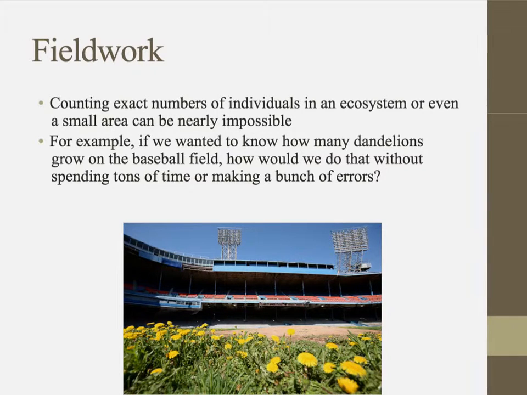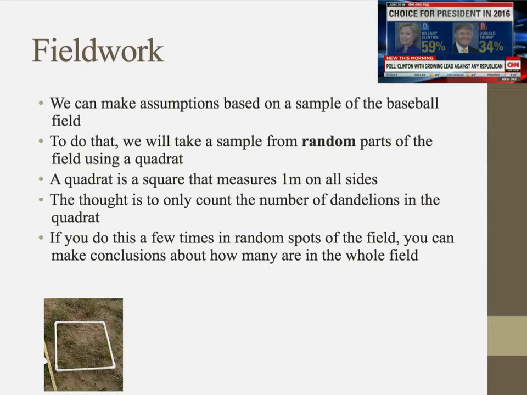And imagine if I had to do that for a whole baseball field. So how do we estimate how many dandelions are on a baseball field without actually counting all of them? Well, we're going to estimate ecological data the same way that presidential polls are put together. So let's take a look at this poll. I think this one's from way back in June. Yeah, there we go, June of this year. So on June 26th through 28th, 59% of people said that they were voting for Hillary Clinton and 34% said that they were voting for Donald Trump.